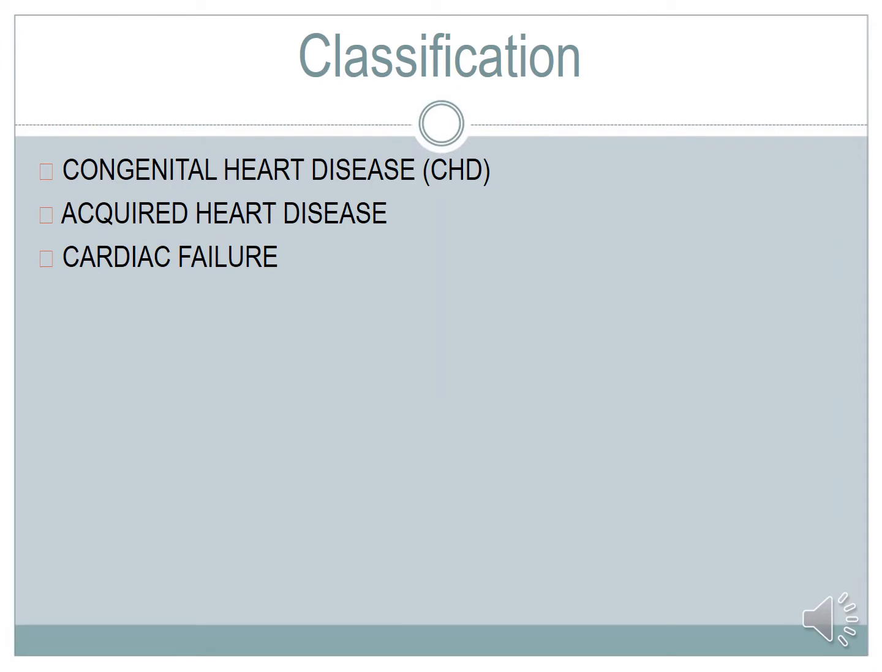So based on this, the classification of cardiovascular diseases can be congenital heart disease, acquired heart disease, and cardiac failure. We are going to see in detail about congenital heart disease and acquired heart disease in this lecture, because these are the conditions which we will come across in a dental clinic, where they'll come for any form of dental procedure that has to be carried out, and what will be our decision whether to take them up for extraction or any other dental procedure that is needed at that point of time.